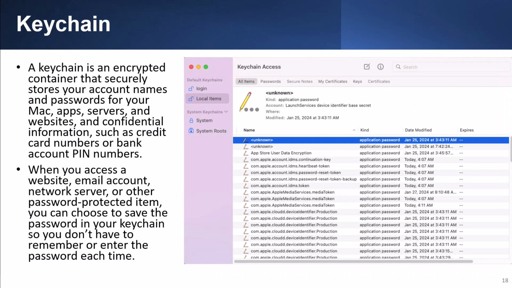A keychain is an encrypted container that securely stores your account names and passwords for your Mac, apps, servers, and websites, and confidential information such as credit card numbers or bank account PIN numbers. When you access a website, email account, network server, or other password-protected items, you can choose to save the passwords in your keychain so you don't have to remember and enter the password each time.